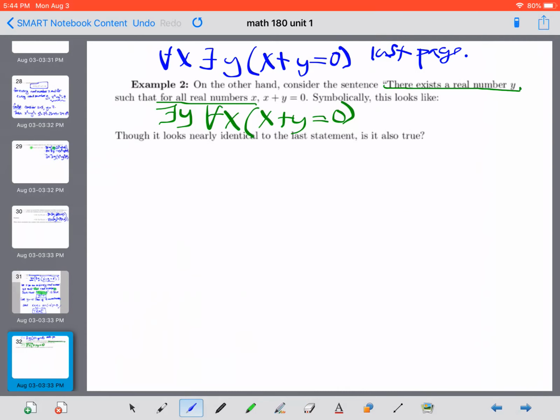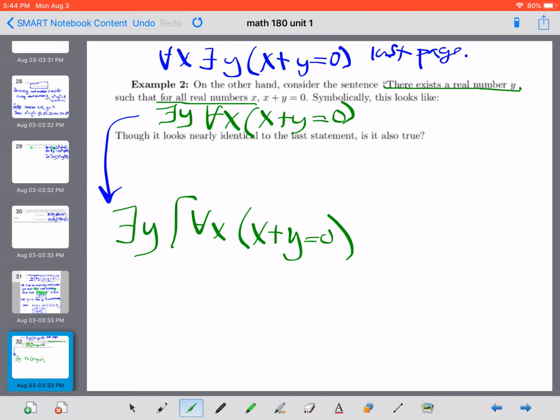So now we've reversed the quantifiers, and we have there exists a y, such that for all x, x plus y is equal to 0. Is this true? Well, let's see. How would we prove something that's an existential statement? This is overall existential. We have existential on the outside. There exists a y such that for every possible x, x plus y is equal to 0.